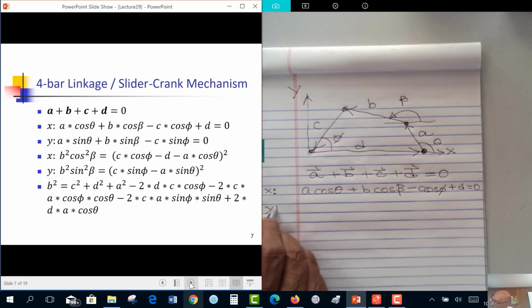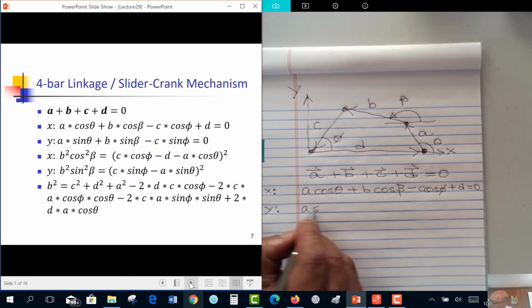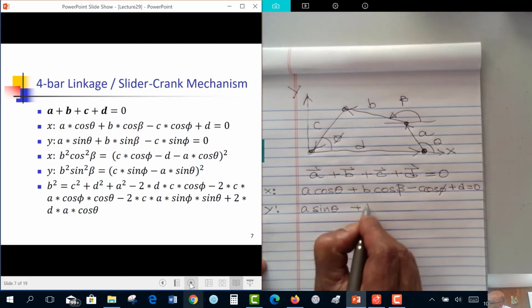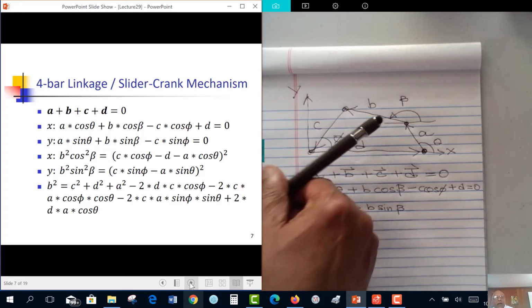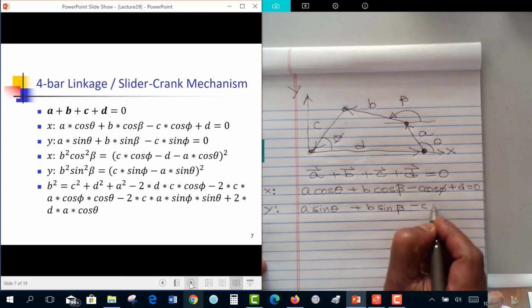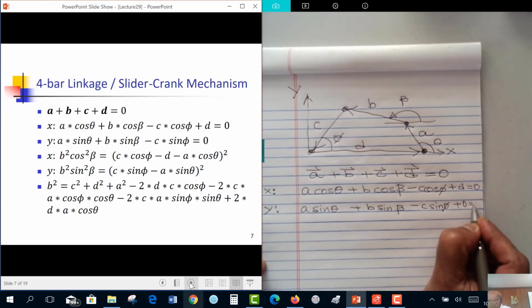Okay, let's look at the y component. For A up, A sine theta. For B up, B sine beta. And again for C, it'll be negative. So minus C sine phi. And D has no y component.